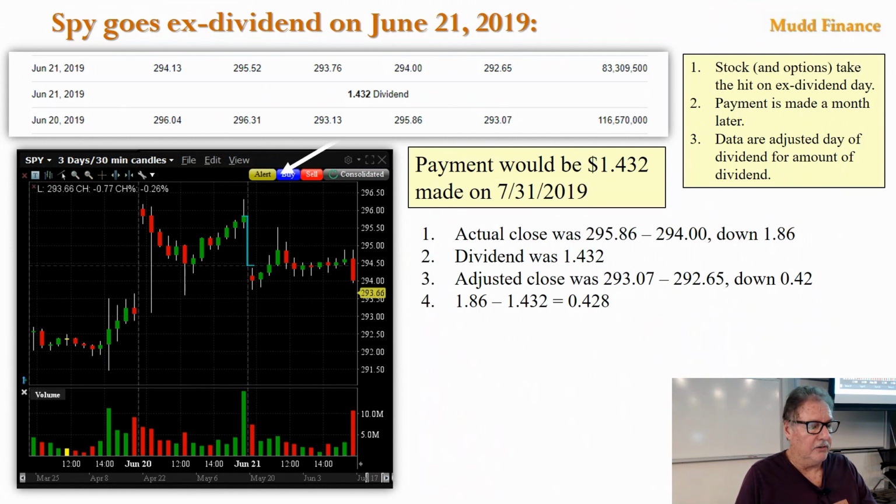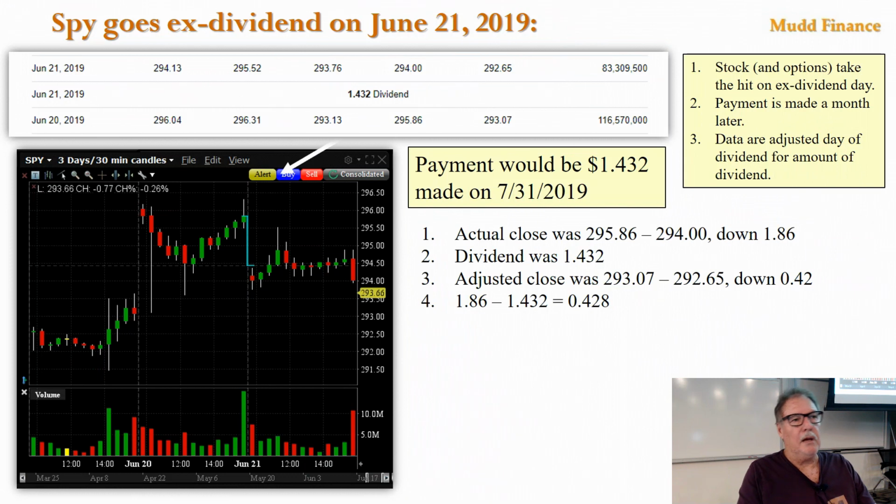And you can see this, as I say, what happened between June 20th and June 21st: on June 20th, the close was 295.86, and it fell to 294. But the adjusted close fell from 293 to 292.65, a smaller decline because $1.43 of it is explained by the fact that the dividend is paid.